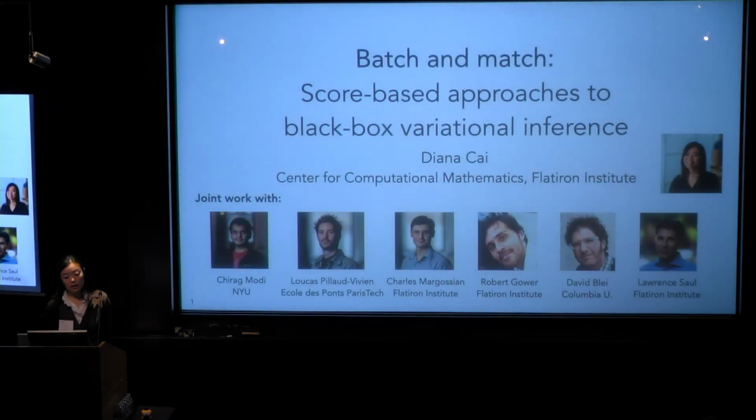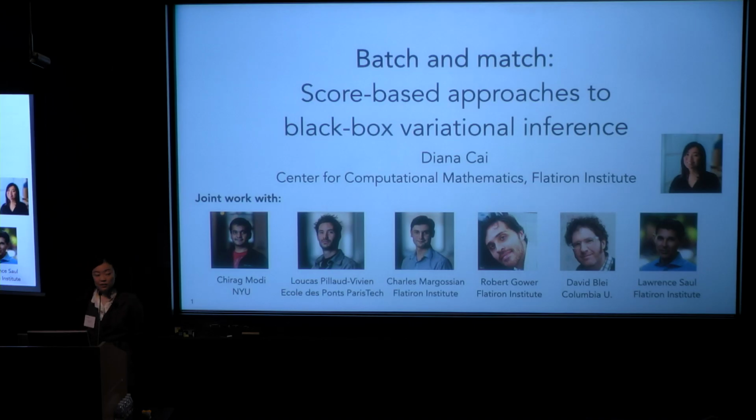So today I'm going to be talking about black box variational inference and how we can make it faster and more effective. What we'll see is that by utilizing the structure of the variational family and using something called score matching, we can derive algorithms that are in some cases orders of magnitude faster than stochastic gradient descent. This is joint work with my collaborators, Chirag, Lucas, Charles, Robert, David, and Lawrence.